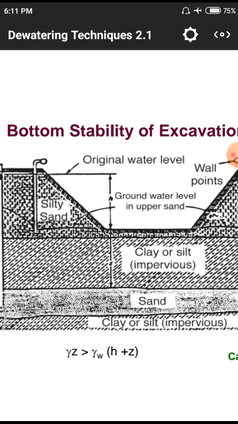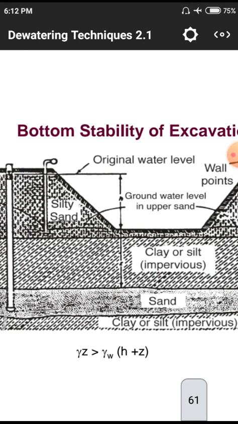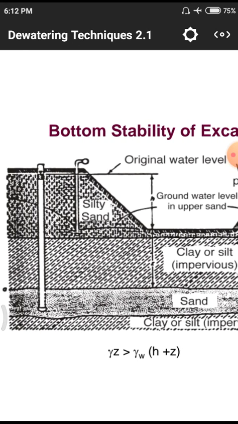First of all, the upper layer has a particular quantity of water. The groundwater in the upper sand is removed by using pumps. On both sides we have two pumps. After that, here we are constructing a bore into the sand.